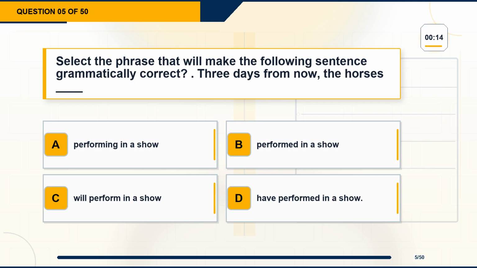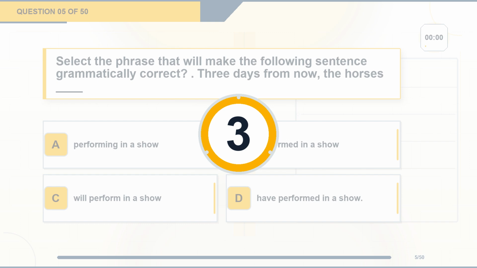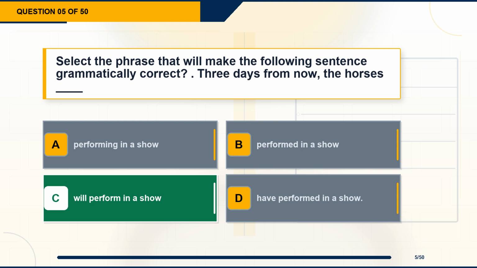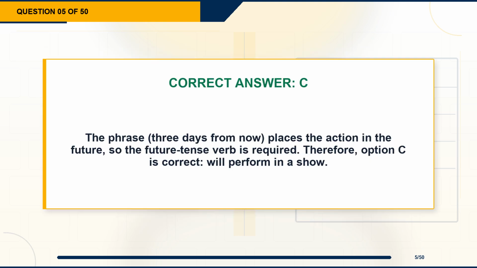Question 5. Select the phrase that will make the following sentence grammatically correct. 3 days from now, the horse is blank. Option A, performing in a show. Option B, performed in a show. Option C, will perform in a show. Option D, have performed in a show. The correct answer is option C, will perform in a show. Explanation. The phrase, 3 days from now, places the action in the future, so the future tense verb is required. Therefore, option C is correct, will perform in a show.